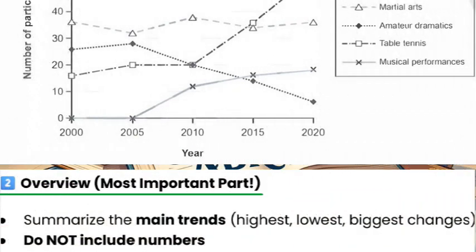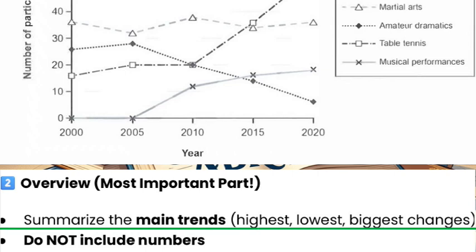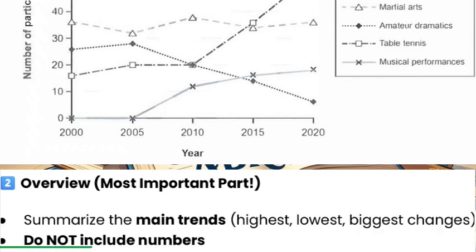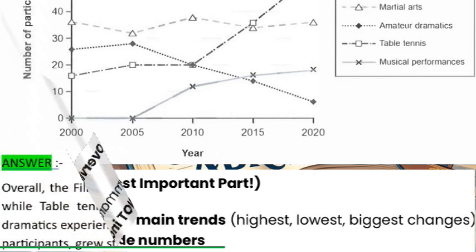Second, overview, most important part. 1. Summarize the main trends, highest, lowest, biggest changes. Identify main trends. Focus on the highest points, lowest points, and the most significant changes. 2. Do not include numbers. No numbers. Avoid including specific data points or figures. Keep the summary qualitative rather than quantitative.